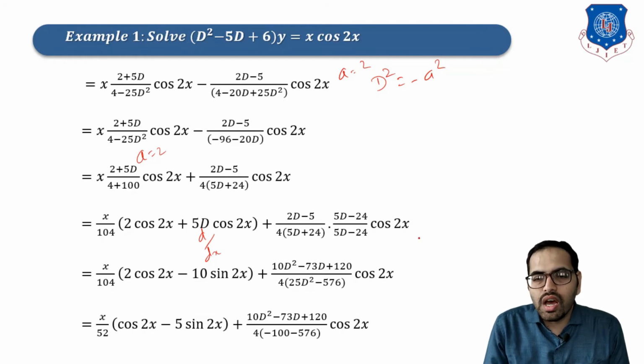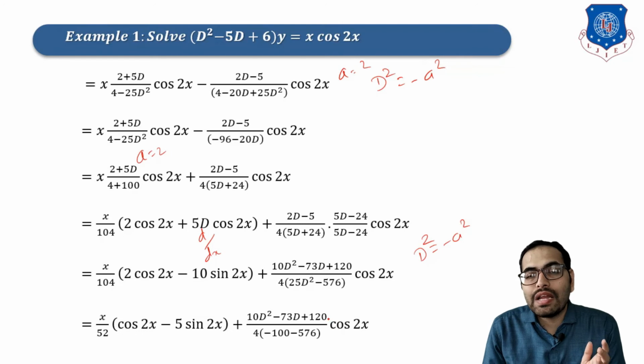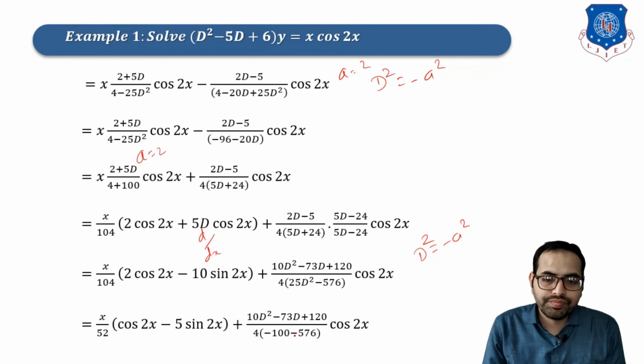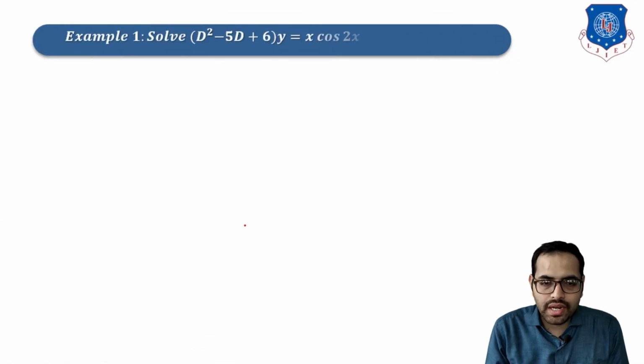Now here again apply the case d square equal to minus a square. Then replace d square with minus 4. Then 25 into minus 4 is minus 100, then minus 100 minus 576 is minus 676. The first term is kept as it is, and we need to simplify only the second term. Let's move on to simplify the second term.